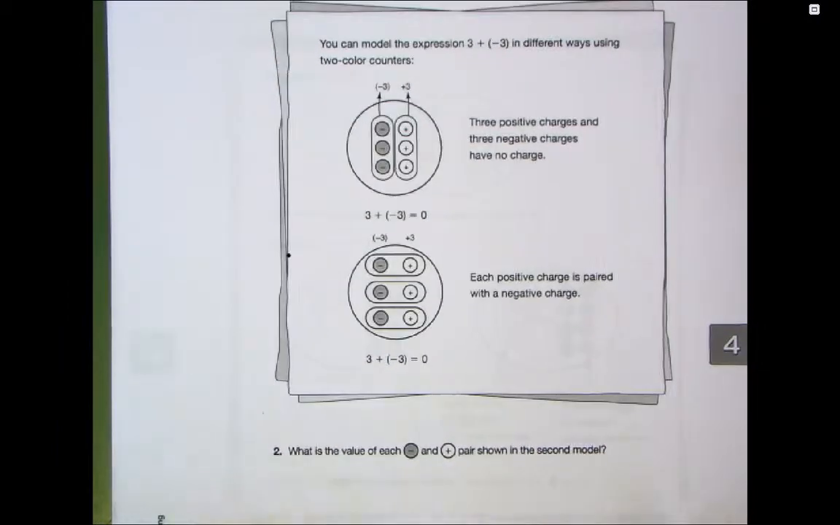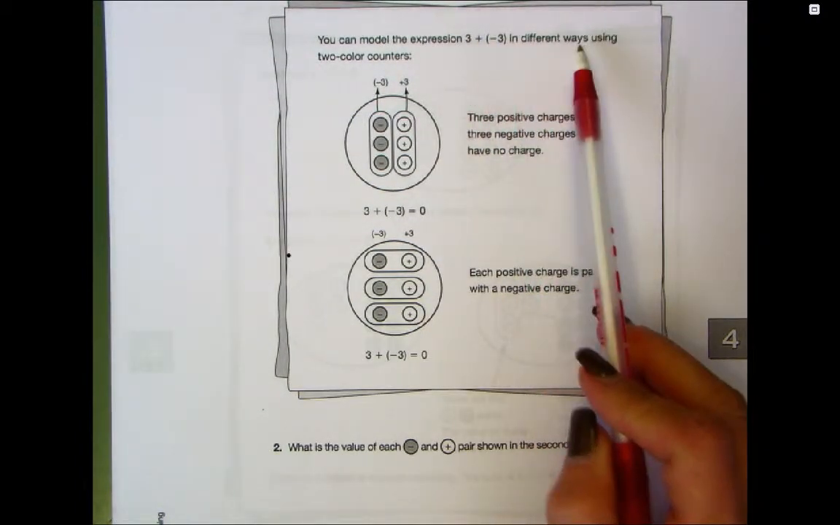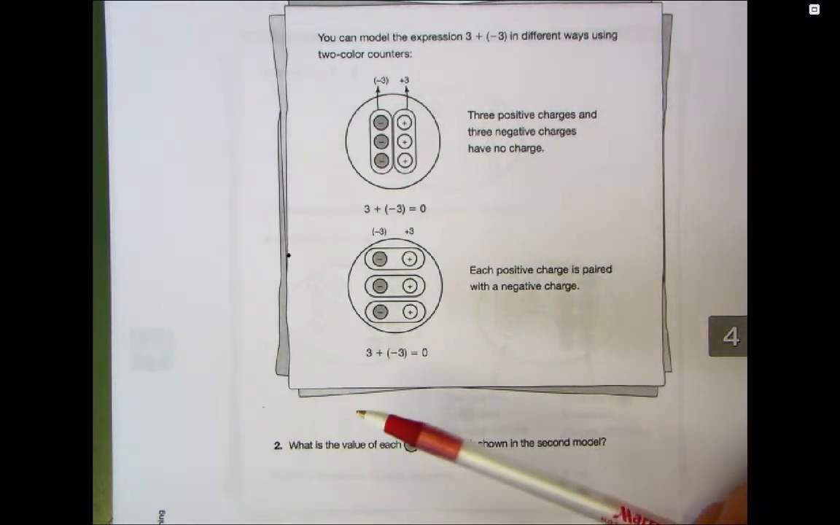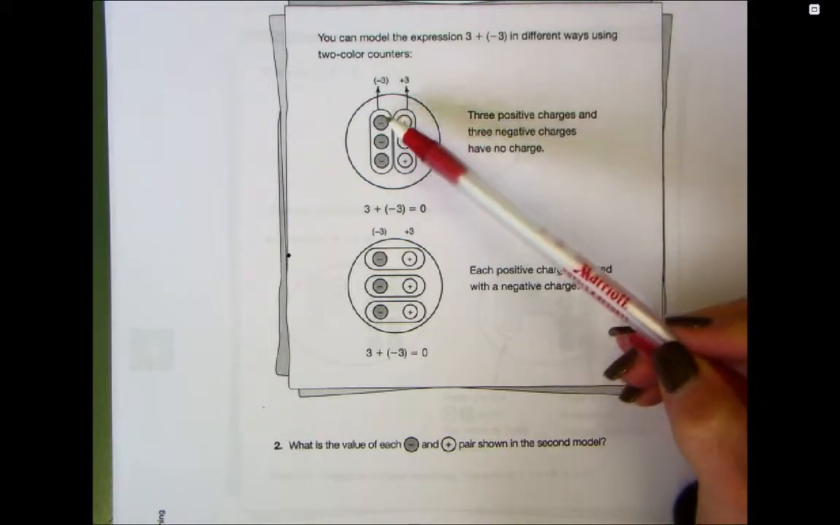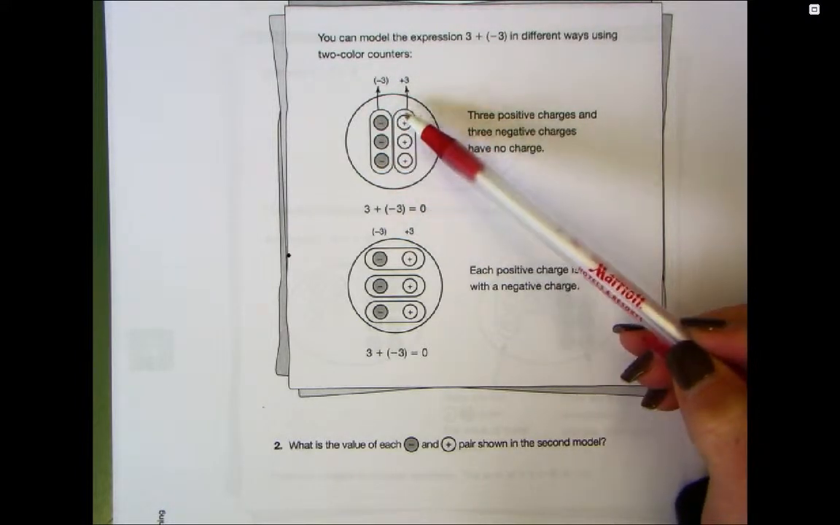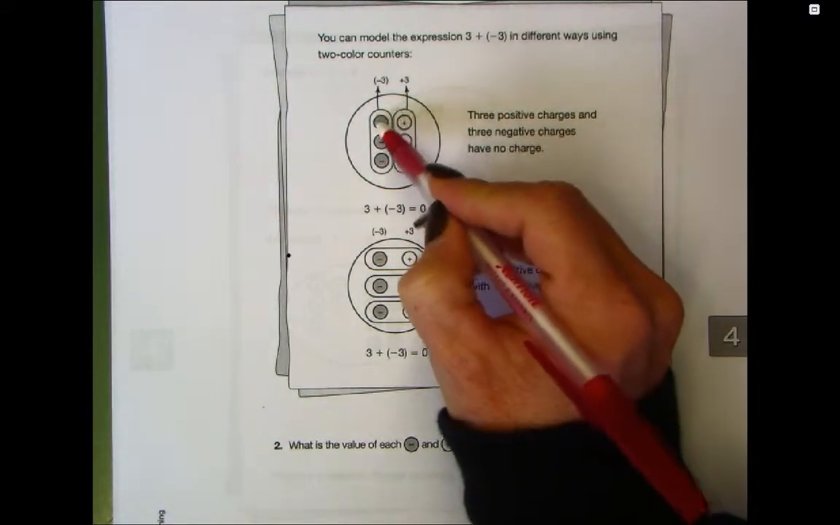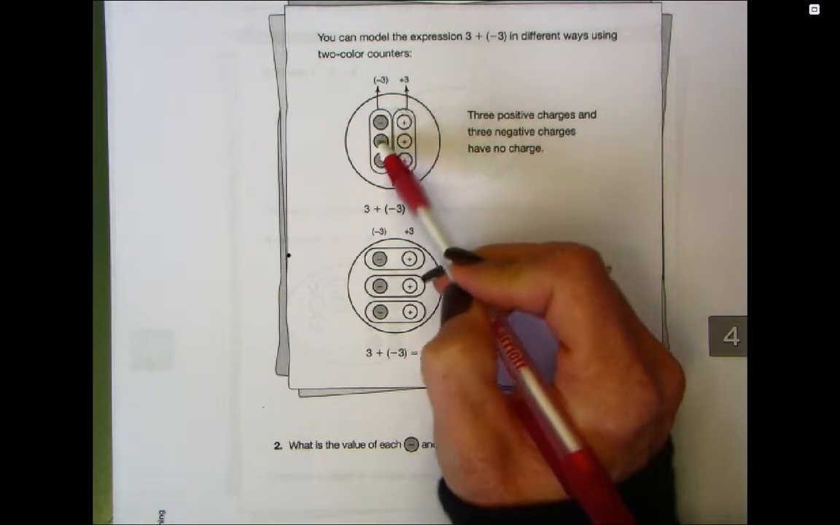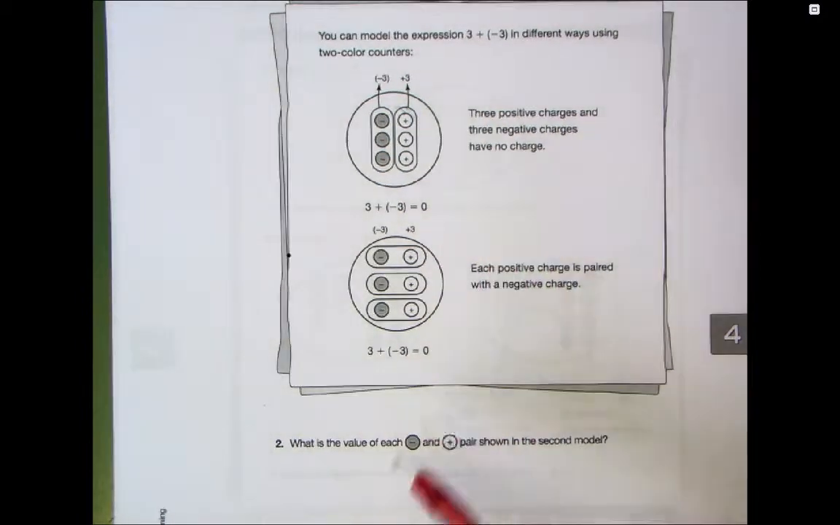So I'm going to look at the example. You can model the expression 3 plus negative 3 in different ways using two colored counters. We did this on a number line, so we know our solution does give us 0, but here they're showing us if we put 3 negatives and 3 positives, we can see that a negative and a positive cancel each other out. So what I have is really 3 groups of 0, so I get an answer of 0.